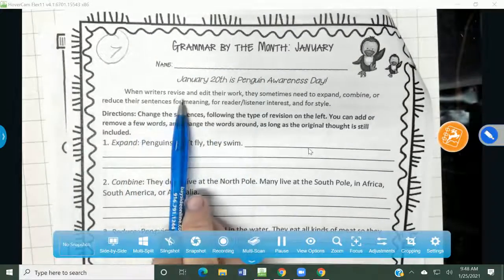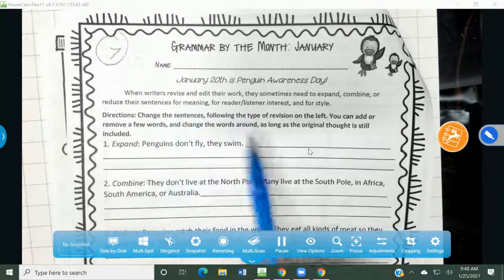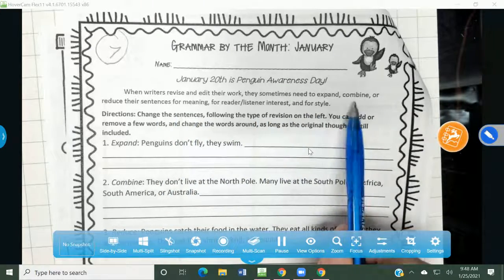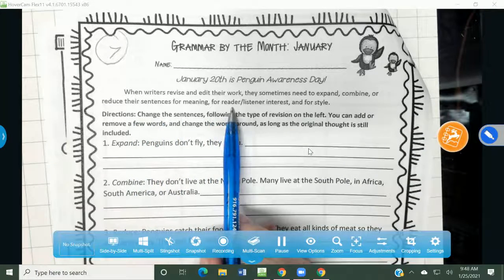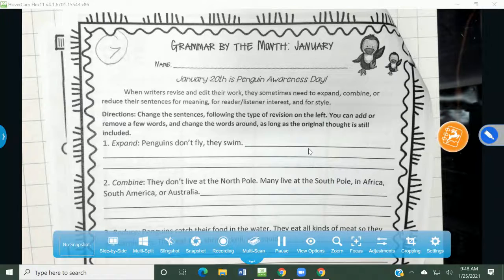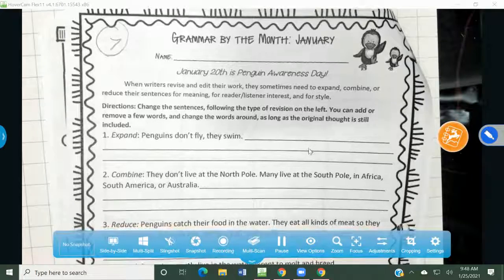When writers revise and edit their work, we talk about this a lot in writing in class, they sometimes need to expand, combine, or reduce their sentences for meaning, for the reader, the listener interest, and for the style. So what we're working on is kind of a new skill we haven't talked a lot about yet, so I really want you to pay attention. I'll definitely do a few examples for you.